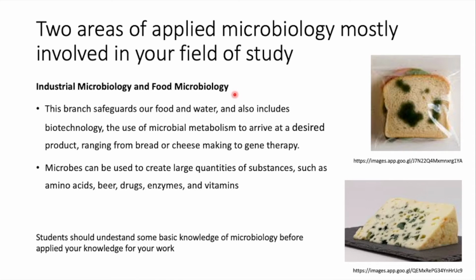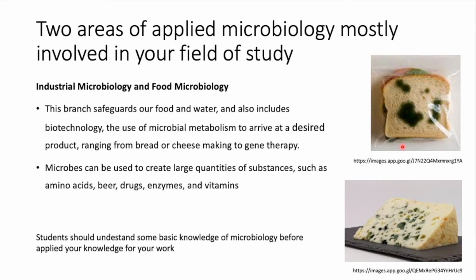And even some microorganisms can be used to produce products on an industrial scale. For example, to produce amino acids, drugs, enzymes, or some vitamins, right? So in this case, you need to distinguish between the spoilage, or bad microorganisms that can cause spoilage in food, and the beneficial microorganisms that can make new products in food production, right?